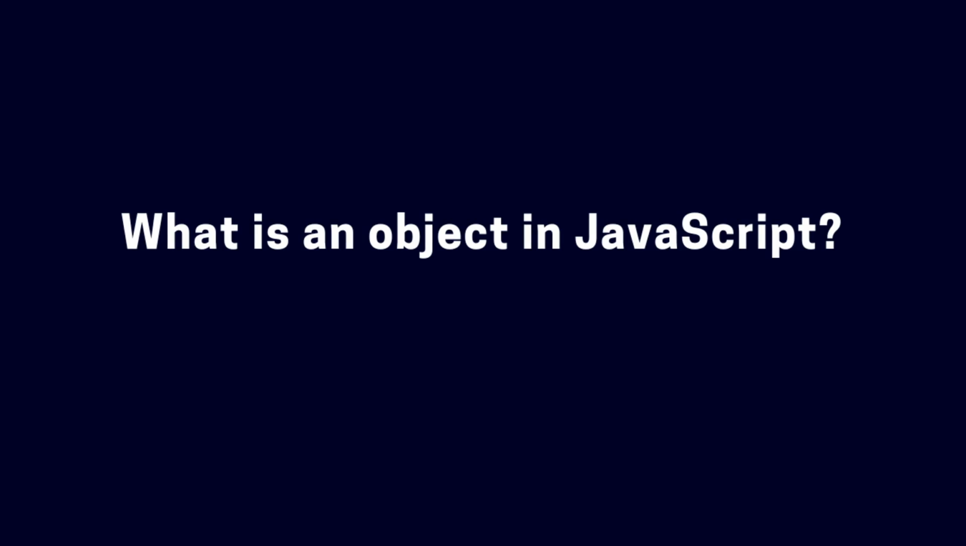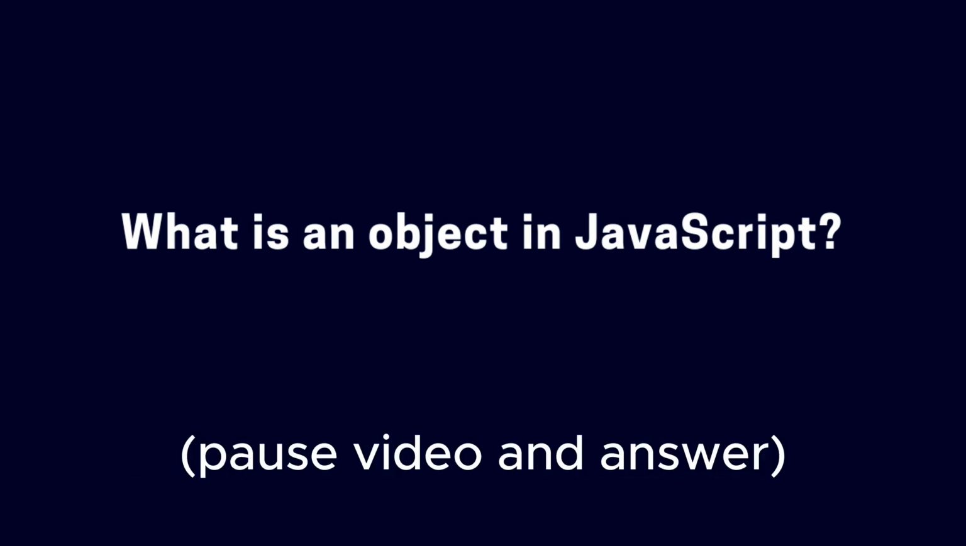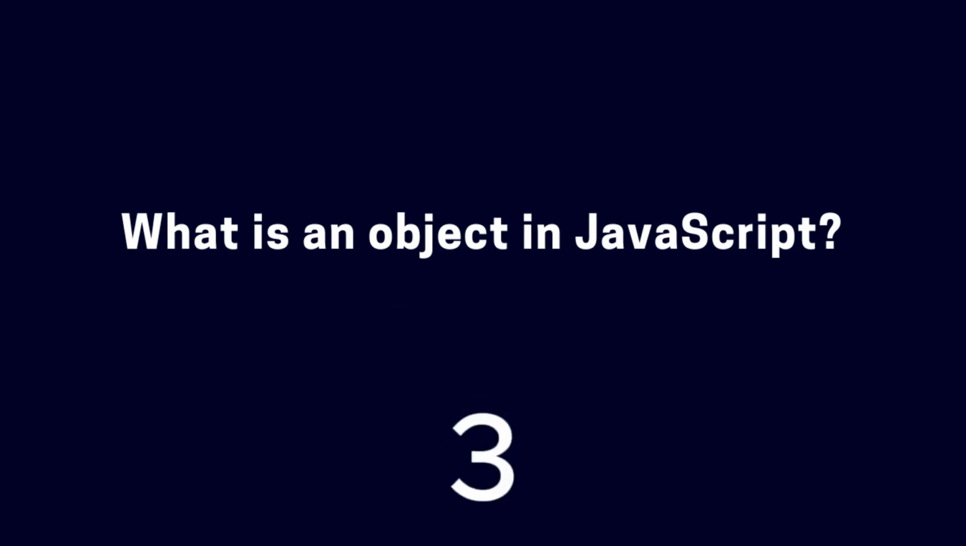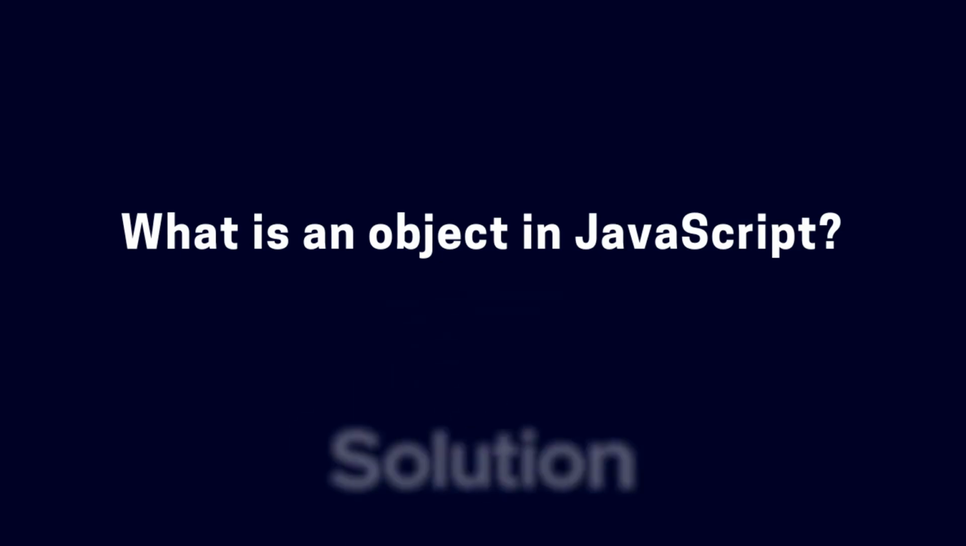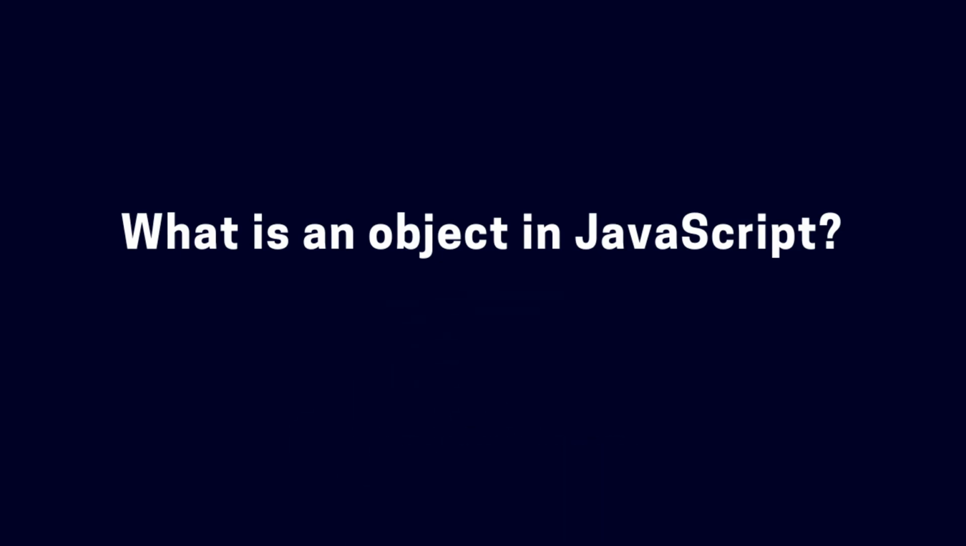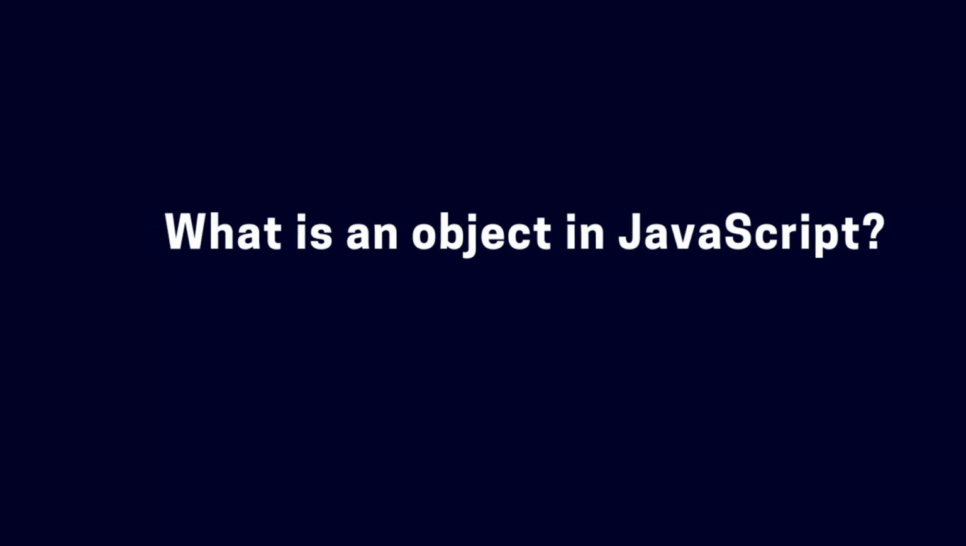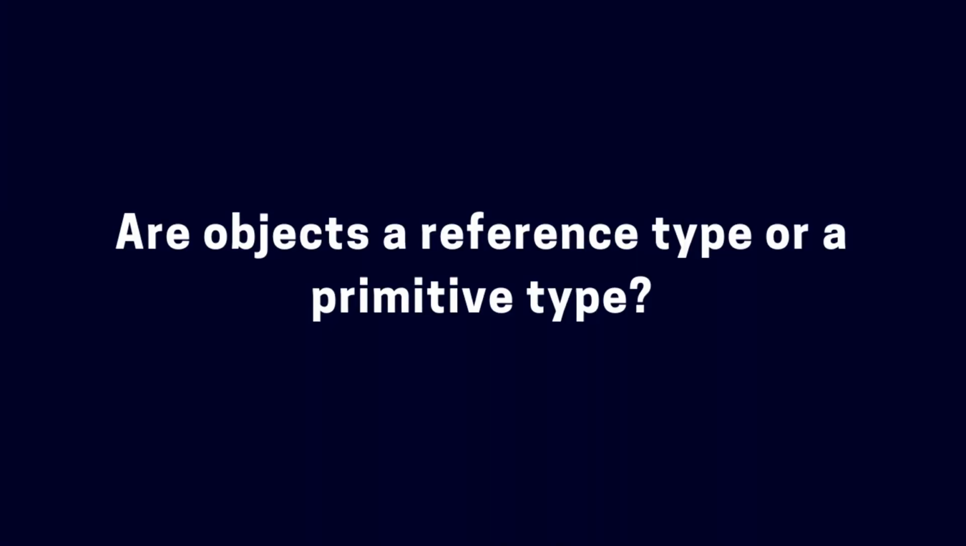What is an object in JavaScript? An object is a fundamental data type in JavaScript that allows you to store key value pairs. You can use the object literal syntax by using curly braces and define the key value pairs inside of it. Are objects a reference type or a primitive type?